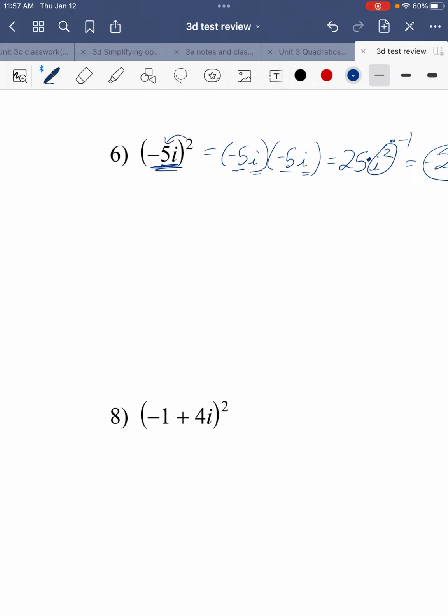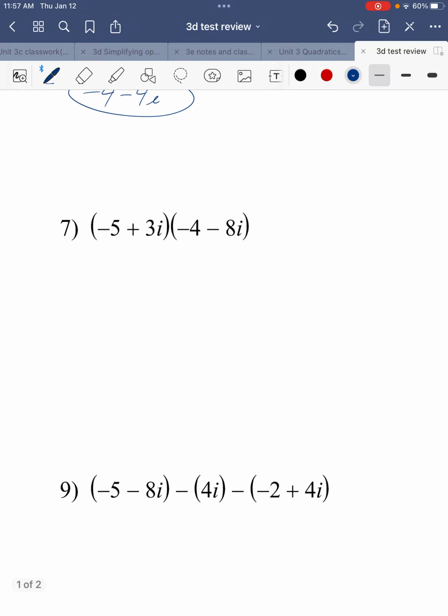The other way to do it is you are distributing the exponent to each individual part of that term, negative 5 squared and i squared. Negative 5 squared is 25. i squared is negative 1, so times negative 1, which is negative 25. So you can do it either way.